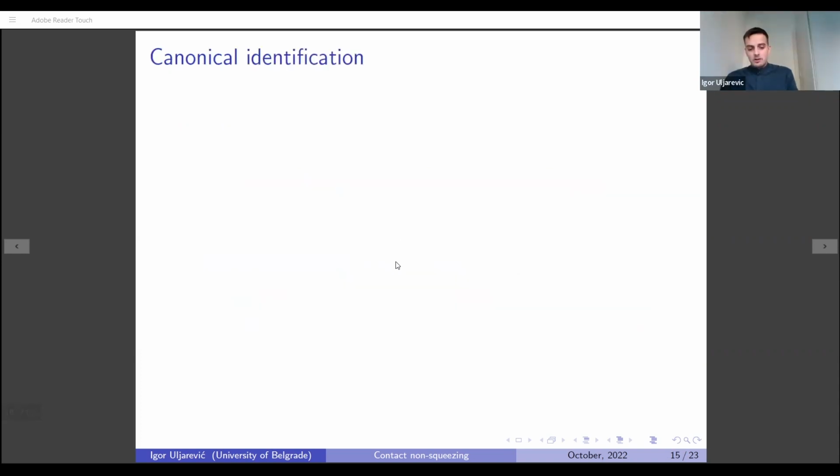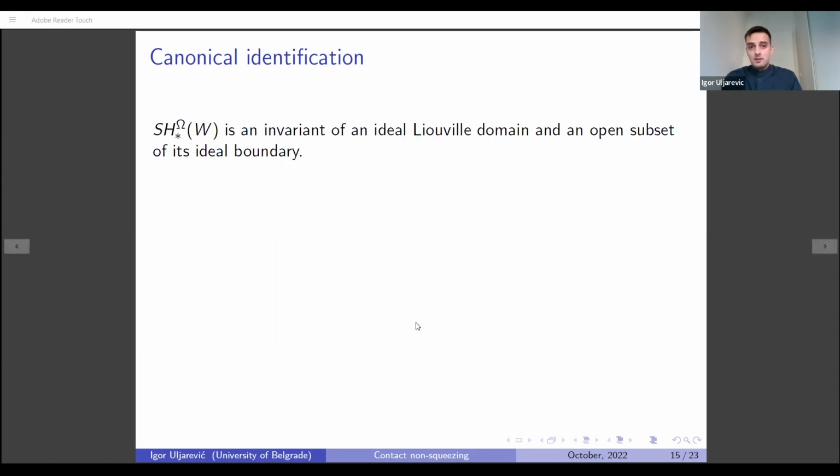So now I will recall some properties of selective symplectic homology that are relevant to the proof of non-squeezing results. First, selective symplectic homology actually depends only on the ideal Liouville domain and the subset of its ideal boundary in the sense of Giroux. So this is not reflected in the notation, but it nevertheless holds. What I mean by this, I will explain in the following figure.